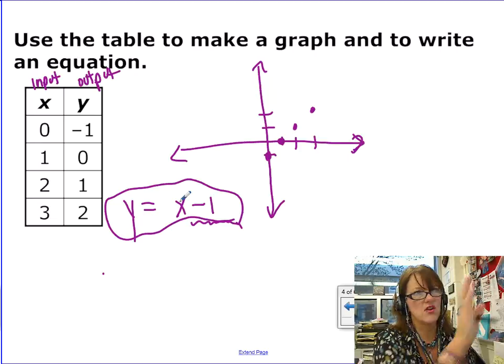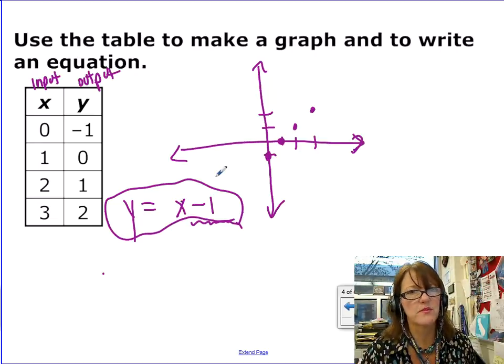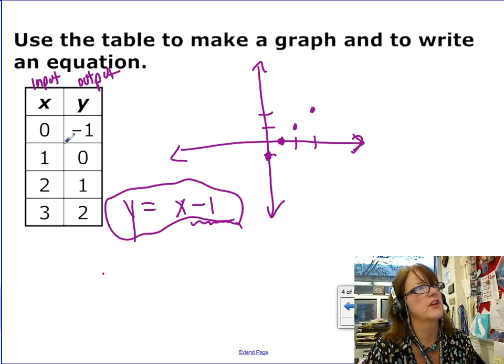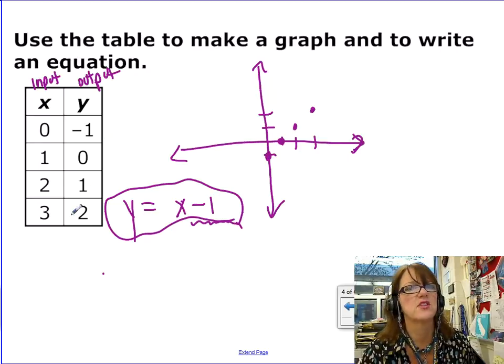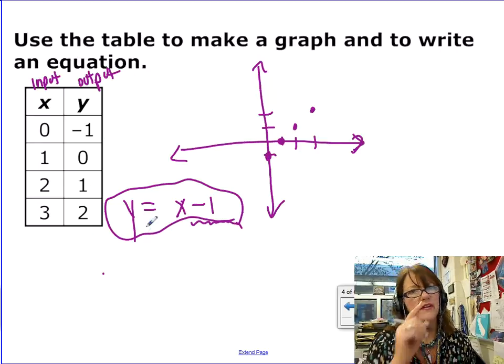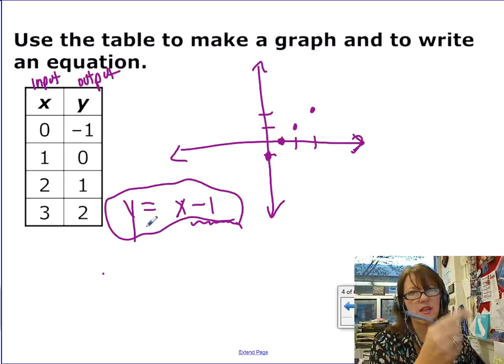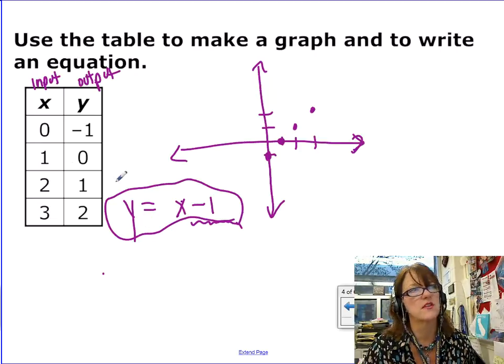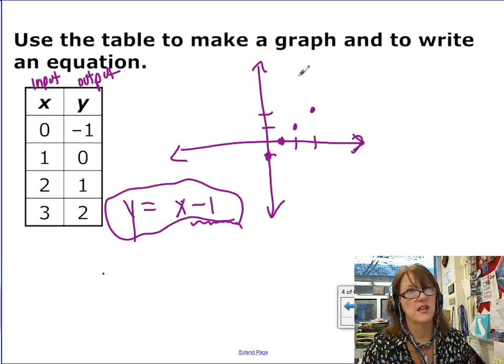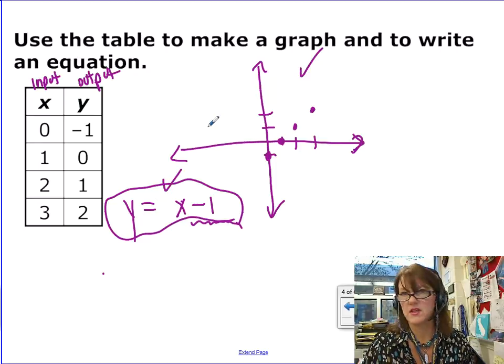Okay, now there's no given specific formula right now that I can tell you. I need you to look at your input and see what's happening each time to your output, and then see that it works, or test it for every single set of information you've got. All right, so got a table, came up with the graph, came up with the equation.